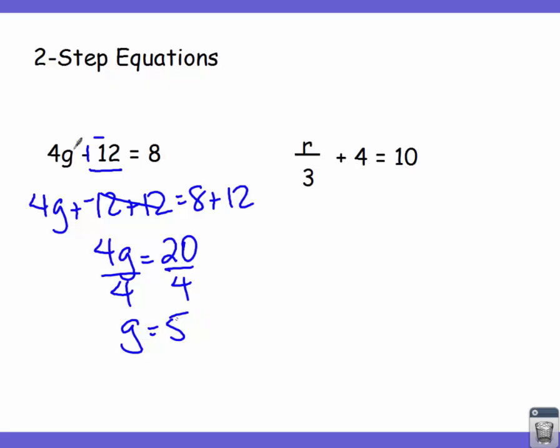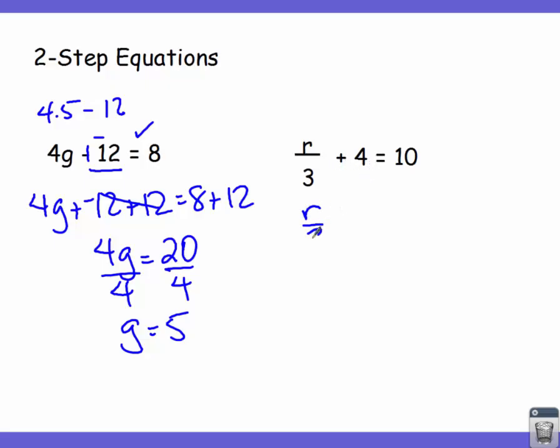And if we were to take that 5 and plug it back into g, we could check the answer. So we'd end up with 4 times 5 to get 20. And if I subtract 12 from that, I do get 8. And that proves that my answer is correct. Now in this one, we're going to do the same thing. We start by getting rid of the 4.